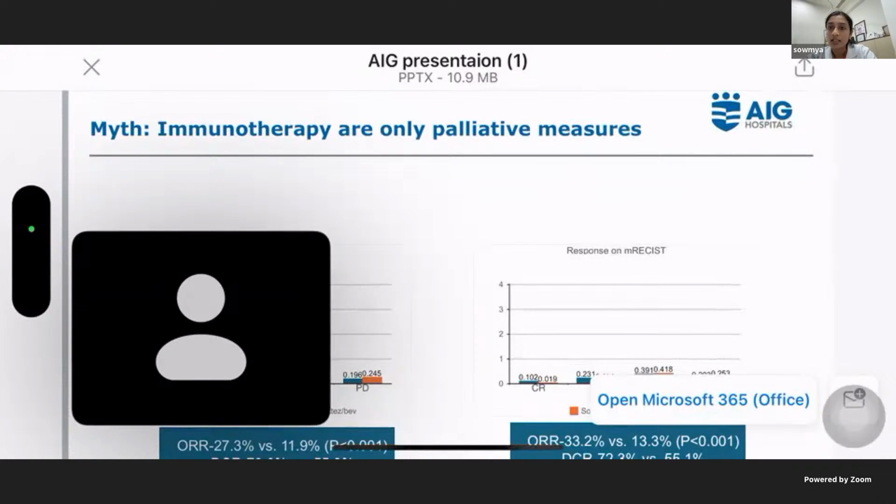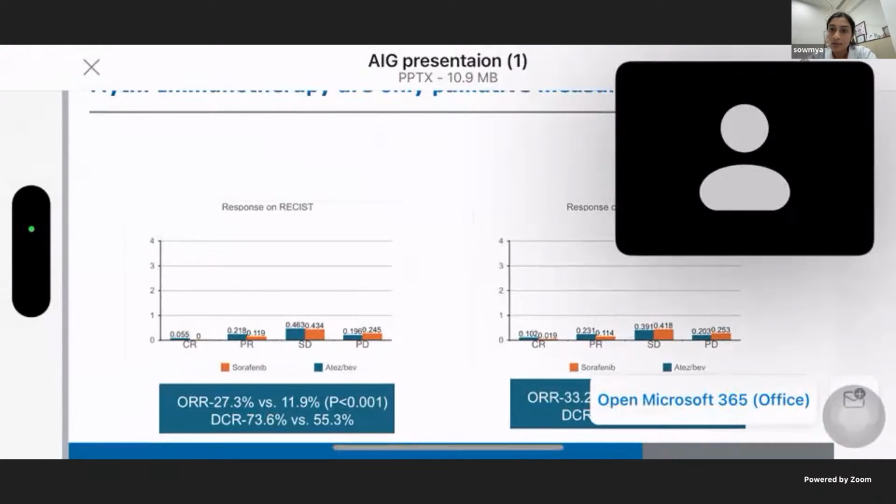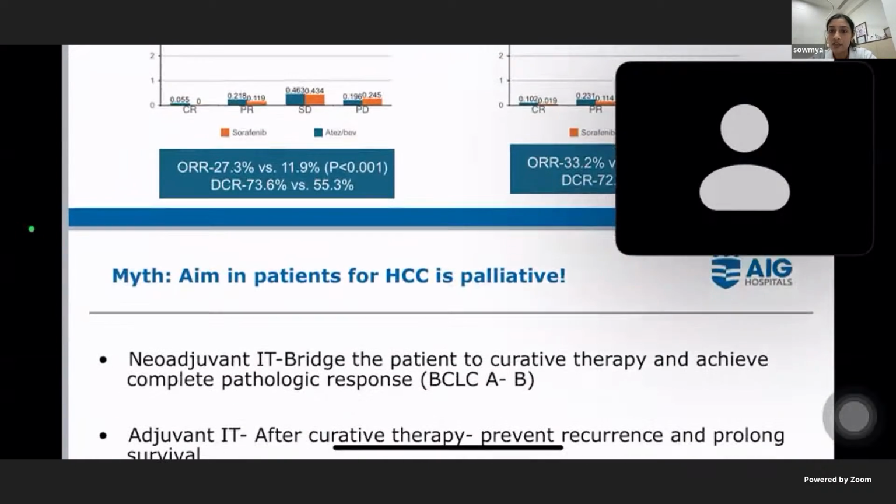And the second myth is that immunotherapy is only a palliative measure. From the IMbrave study, we see that response according to RECIST criteria, there is a disease control rate of 73.6% compared to sorafenib, which showed 55.3%, and ORR was 27.3% versus 11.9% in sorafenib as per RECIST. And according to mRECIST criteria, ORR was 33.2% versus 13.3% seen with sorafenib, and disease control rate was 72.3% versus 55.1% with sorafenib, which is statistically significant.